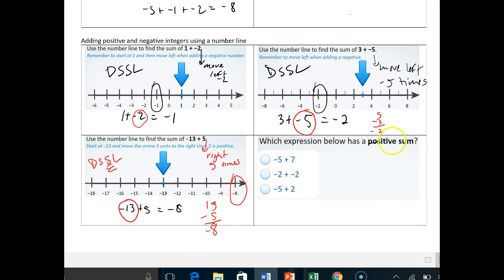So which expression below has a positive sum? Just go through this and say, all right, which one has more positives? So negative 5 plus 7. Circle the number that we have more. We have 5 negatives, 7 positives. Oh, that's going to be a positive. Negative 2 plus negative 2. We have nothing but negatives, so this is going to be negative, so no way. Negative 5 plus 2. We have 5 negatives, 2 positives. We have more negatives. So again, the only one that is going to be positive is negative 5 plus 7.